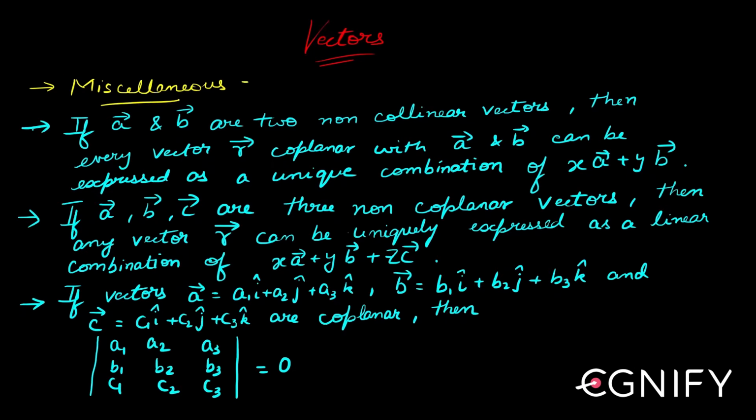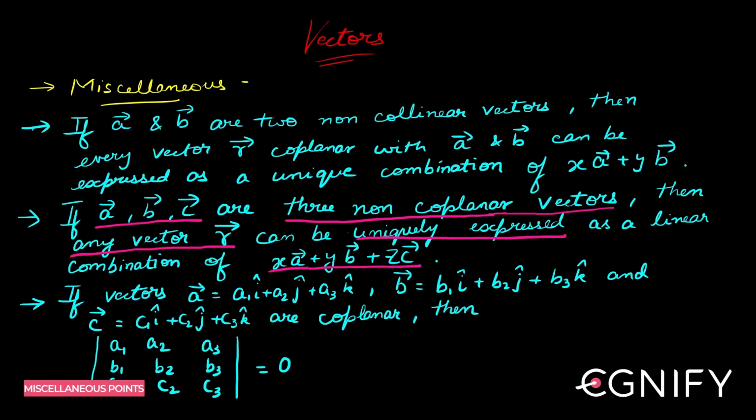So the next point is on similar lines. Now instead of two vectors, if I have three vectors a bar, b bar, c bar, and these three are non-coplanar vectors, then any vector r bar can be uniquely expressed as a linear combination of these three vectors.